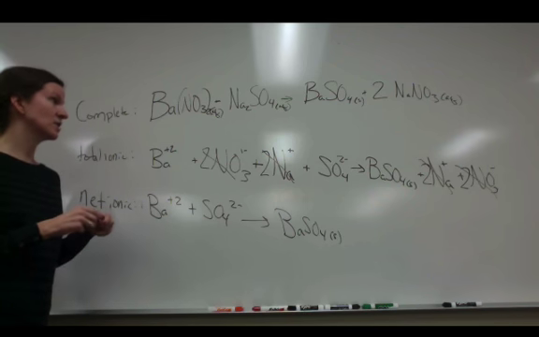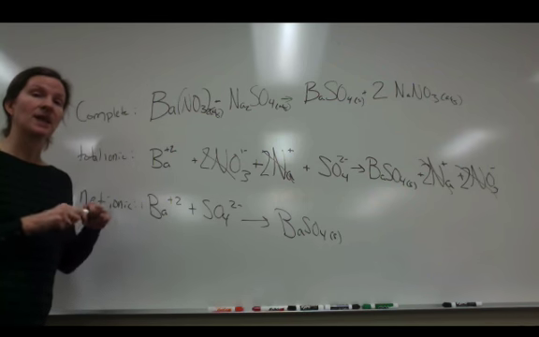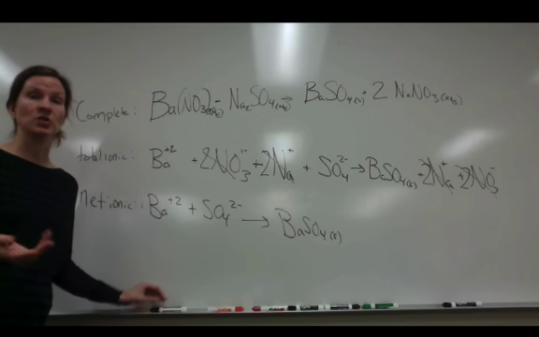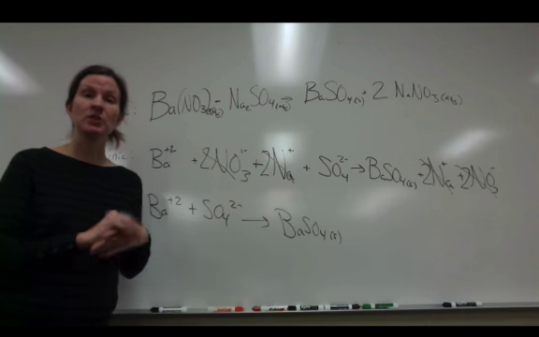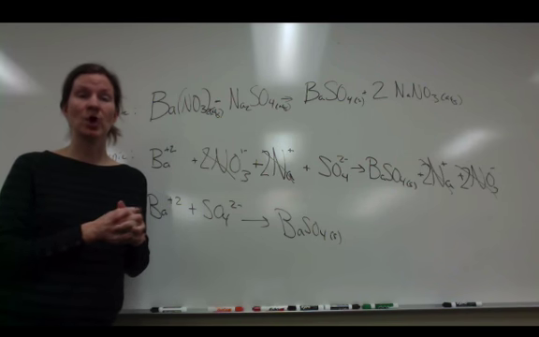On the test, I'll ask you just to take complete and get to net. The total ionic is something that you can do as an intermediate step to make sure you get the problem right. At this point, you should complete the one practice problem that I gave you for homework.